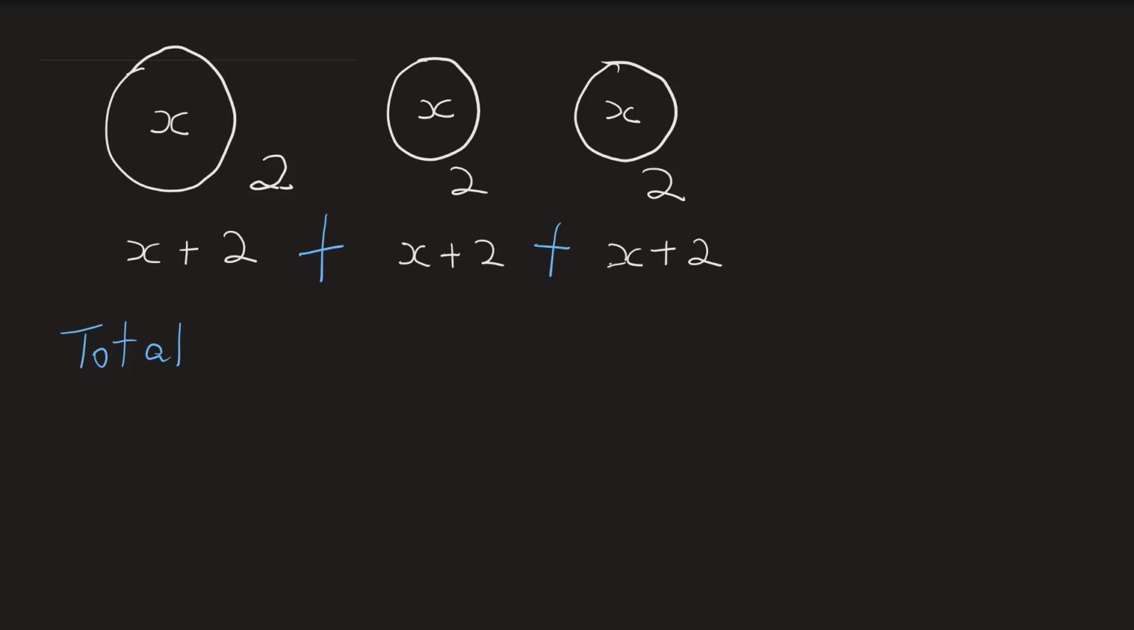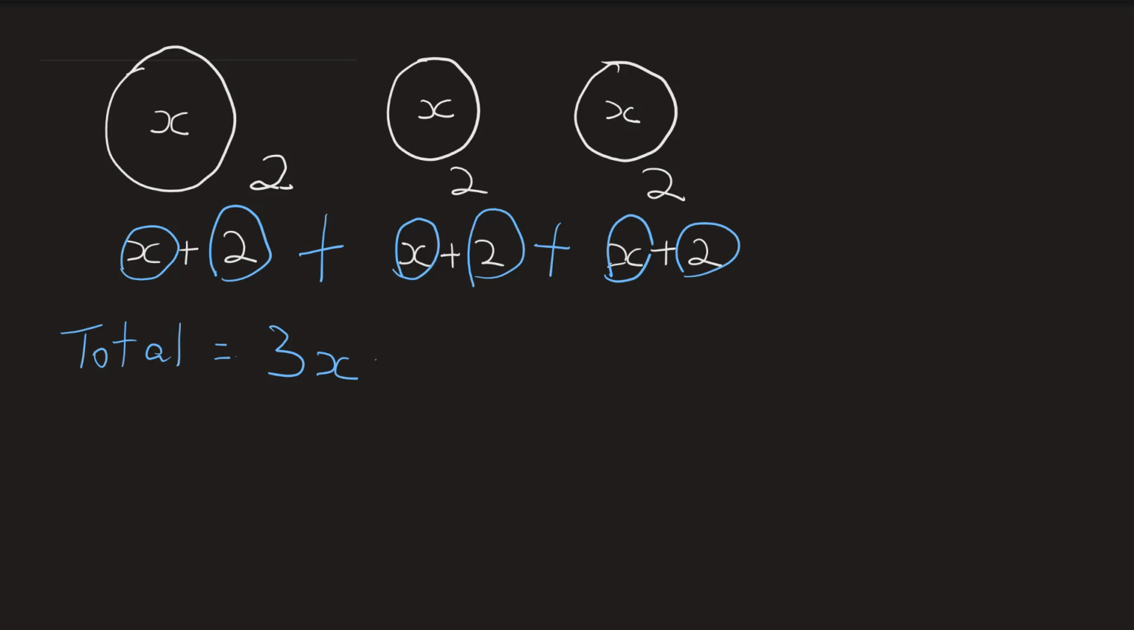The total would be this 1x plus another one, so that's 2x, plus another one, that's 3x. That's all the variables taken care of. Let's look at the numbers now. 2 plus 2 is 4, plus 2 is 6. So I end up with 3x plus 6. So the total amount of things that I'm giving to my friends is 3x plus 6.